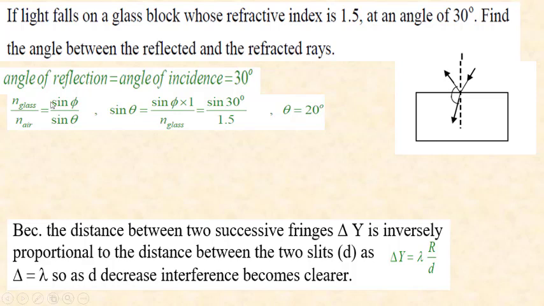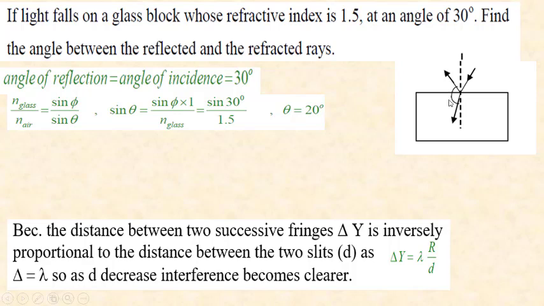How? Look with me: n glass over n air equals sine phi over sine theta. So sine theta equals sine phi multiplying n air over n glass, which equals sine 30 over 1.5. So theta equals 20 degrees.